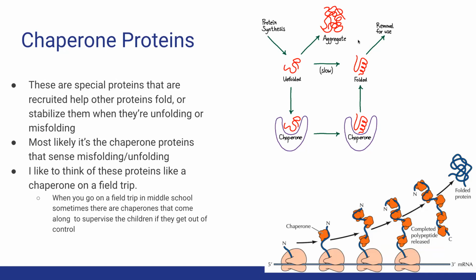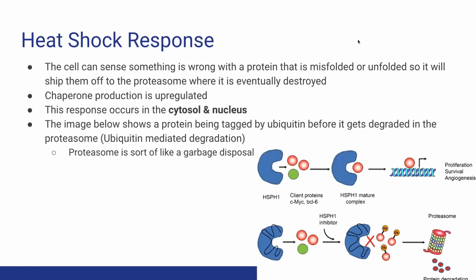I like to think that these proteins are like chaperones on a field trip, gathering up little kids and making sure that they're doing the right thing and that their structure is good and their function is good. So in this chart, you can see a protein is made, and if it's unfolded and can't be refolded by the chaperone, it'll just aggregate, because you don't want a protein that has no valid function. But if the chaperone is able to refold it, it'll be folded and good to use.